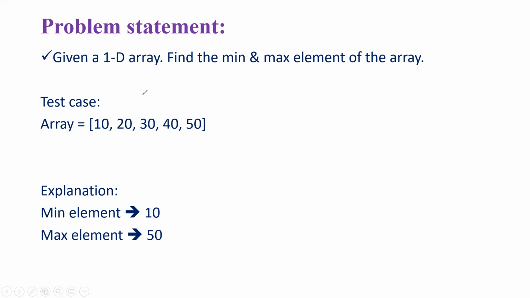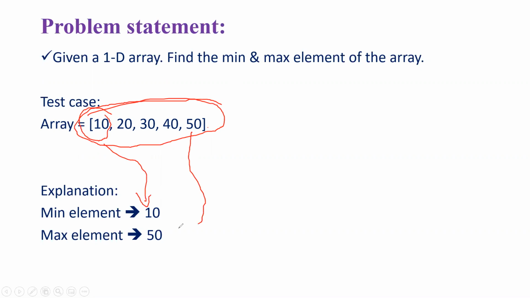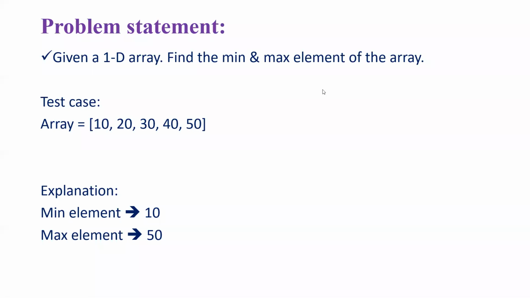Now let's see the test case here. This would be my array having the elements 10, 20, 30, 40 and 50. Now my task is what? I need to find the minimum and maximum element present in the array. What is the minimum element present in the array? It is 10. And what is the maximum element? It's 50. You need to print the output like this. Now let me tell you the logic behind this, and then we will go for the coding part.